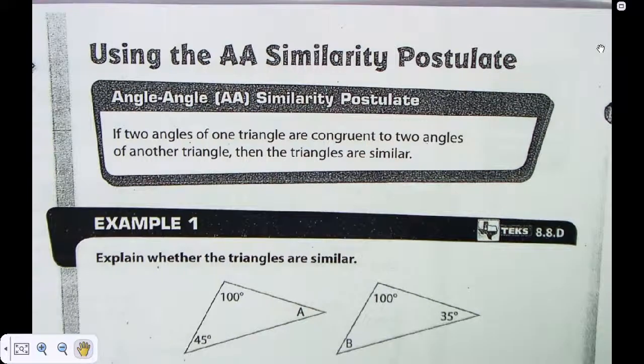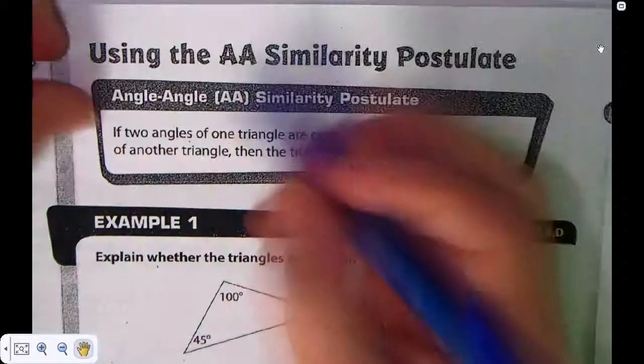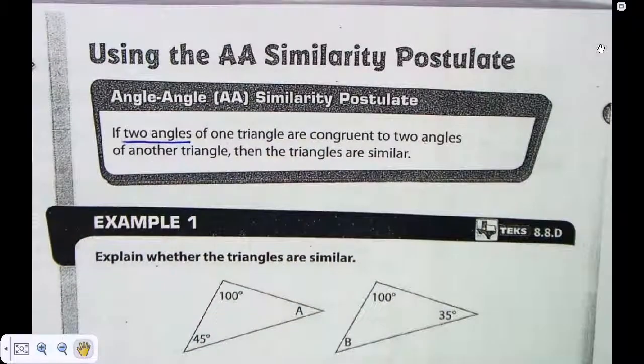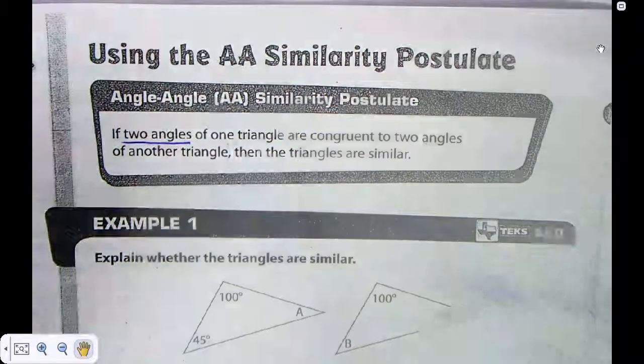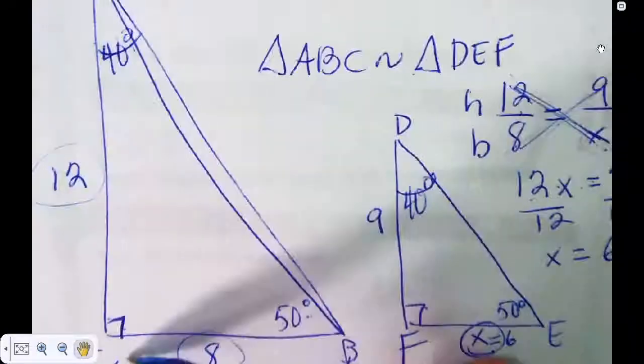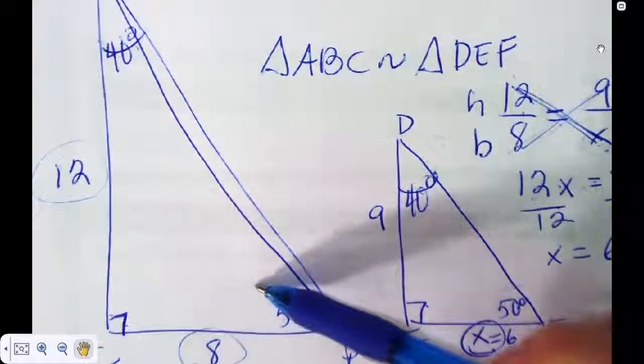Now, if the two triangles are congruent, they're going to tell you that. I mean, they're exactly the same. Everything's the same. But if they're not exactly the same, and you're trying to find out if they're similar, then you look. Only two angles of one have to be congruent to two angles of the other. Because we just learned that if two angles are congruent, then the third one obviously has to be the same.